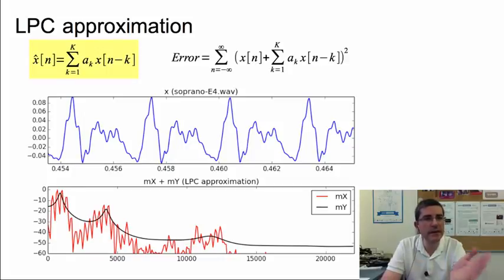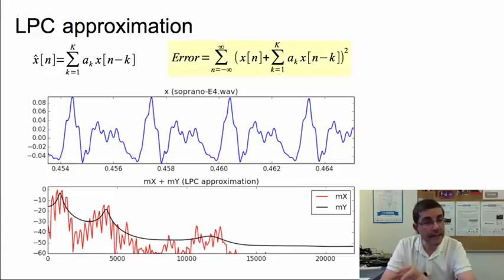Okay, so it's defined as the sum from k equals 1 to capital K of a sub k multiplied by x of n minus k, which are the previous samples. This is basically the expression of an IIR filter, an infinite impulse response filter. That is a linear combination of previous samples. And then the goal of LPC is to find these coefficients, a sub k, that best approximate x and generate a similar signal x hat.